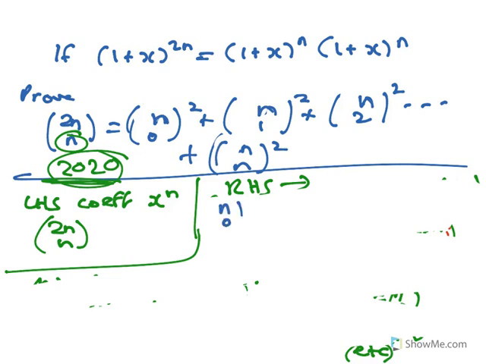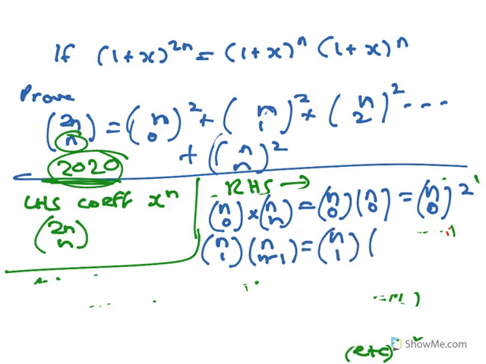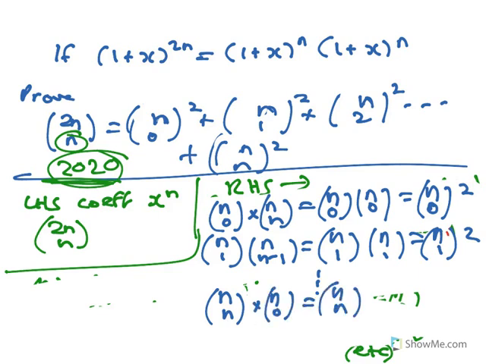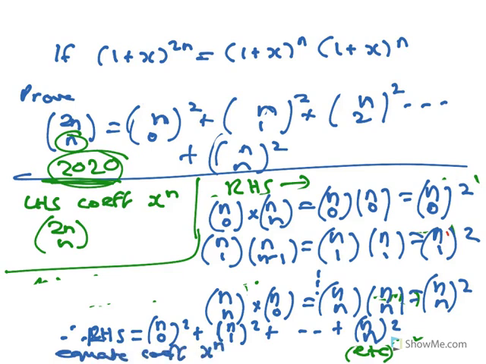So the nC0 times nCn becomes nC0 times nC0, which is nC0 squared. And nC1 times nC(n-1) will become nC1 squared. This allows you to get all of the squares. nCn times nC0 will be nCn squared. So on the right-hand side, we get nC0^2 + nC1^2 + up to nCn^2. So if you equate the coefficients of x^n on both sides, you get 2nCn will equal all of the above.